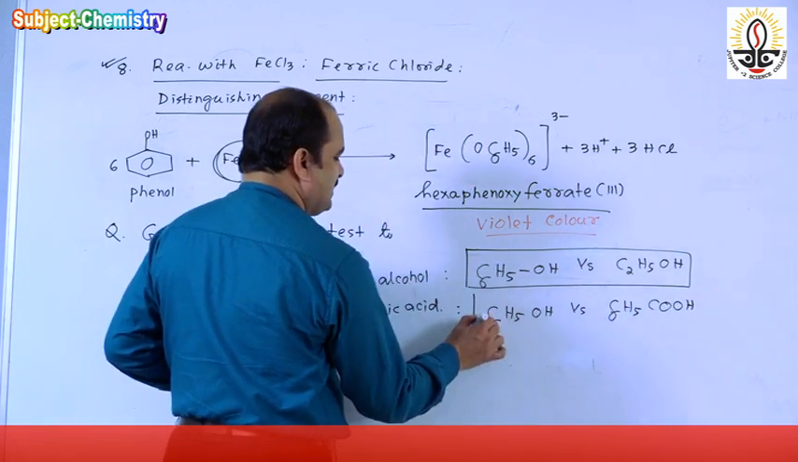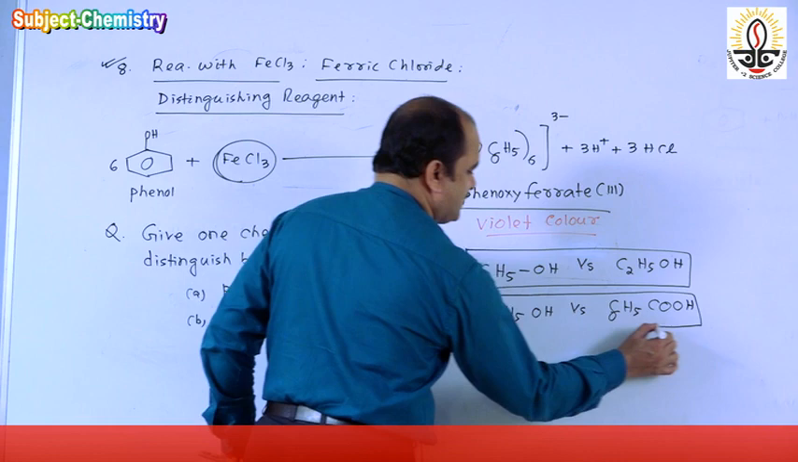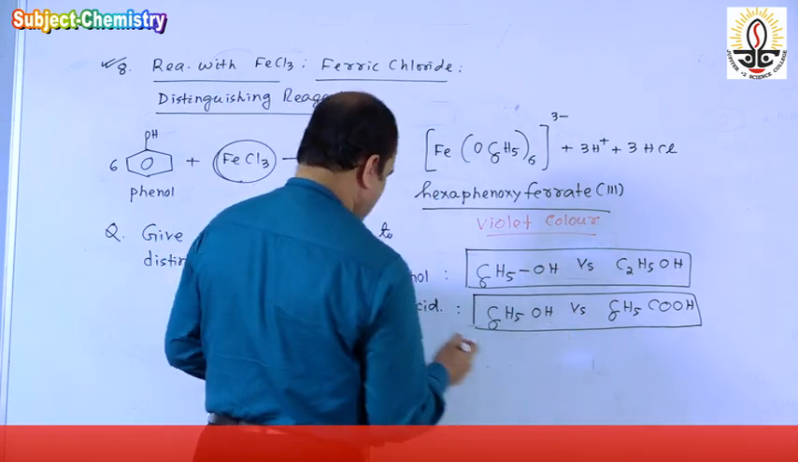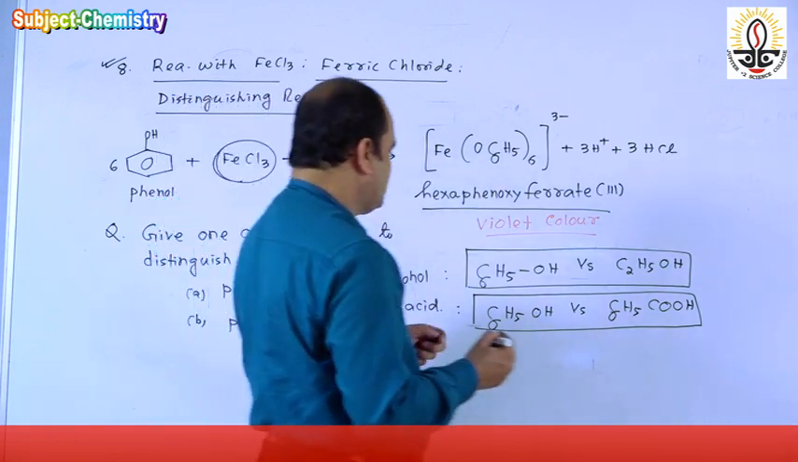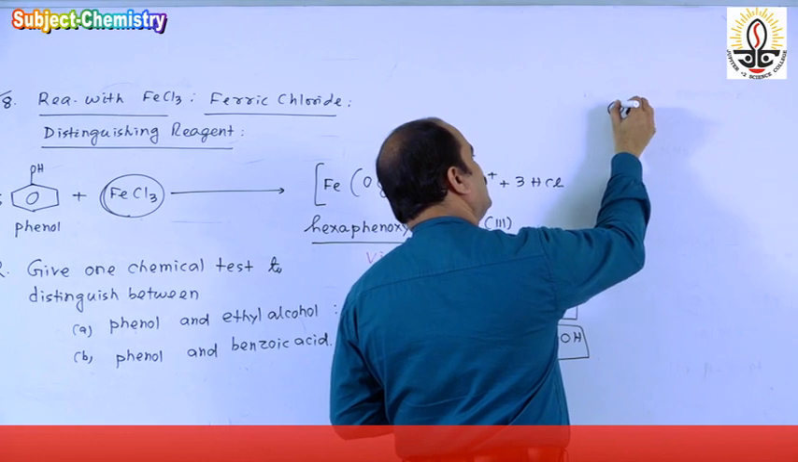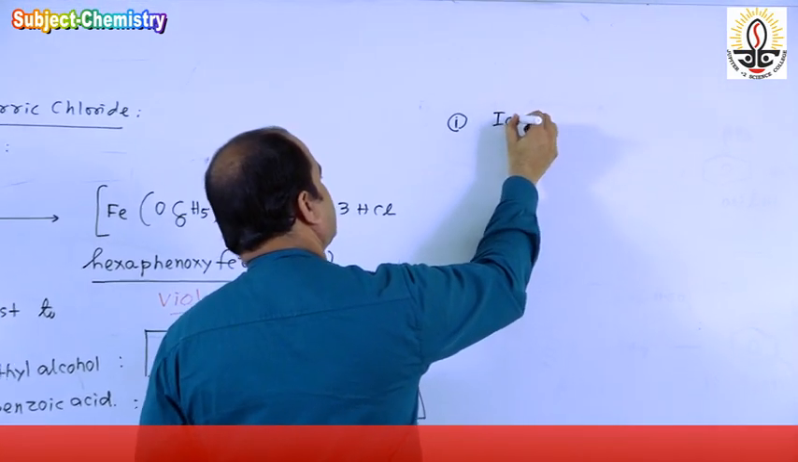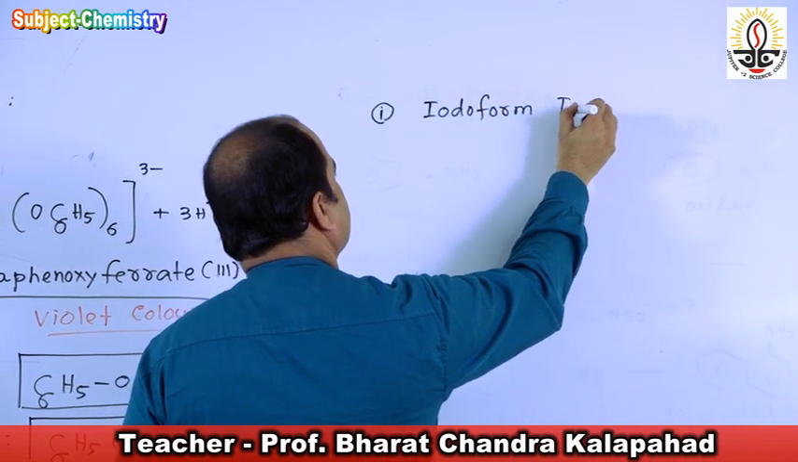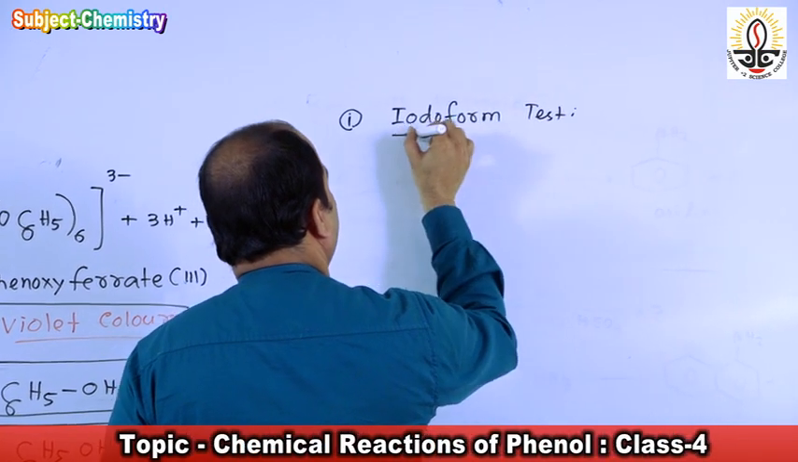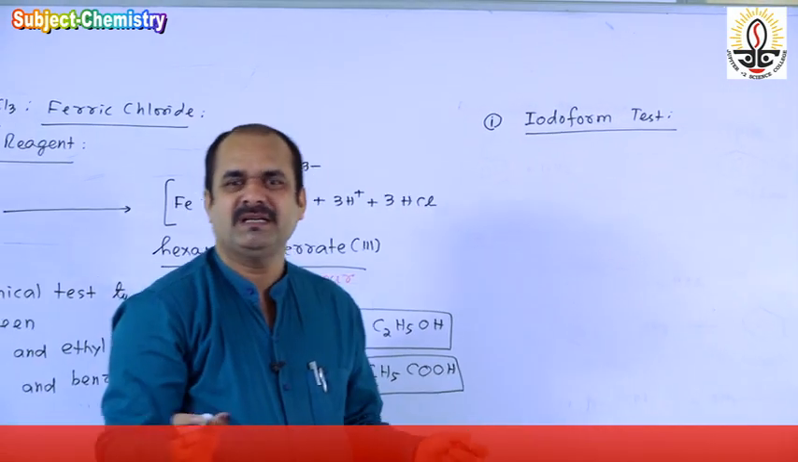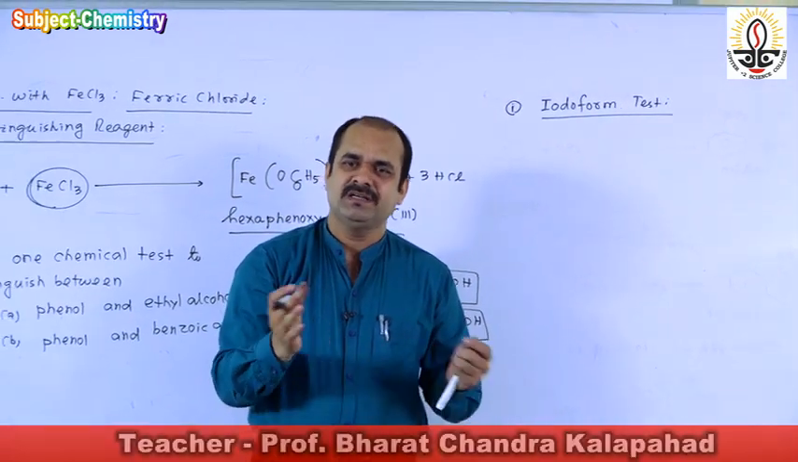I will discuss two different chemical reactions to distinguish between phenol and ethyl alcohol, and phenol and benzoic acid. First we will discuss phenol versus ethyl alcohol. The first reagent is the iodoform test. This is a chemical test that distinguishes phenol from ethyl alcohol.